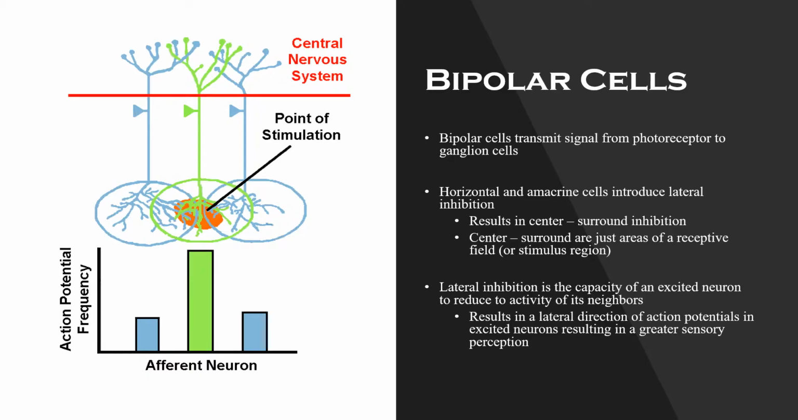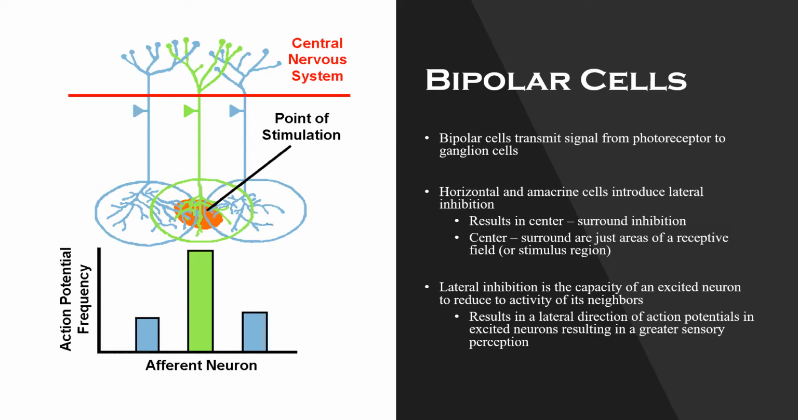So once the signal passes through your pigmented cell layer, it then passes the neurotransmitters into the bipolar cells. The bipolar cells transmit the signal from the photoreceptors to the ganglion cells. Within the bipolar cell layer are what are known as horizontal and amacrine cells, and these are very important because they introduce lateral inhibition. And this lateral inhibition results in what we call a center surround. And center surround is just an area of a receptive field or a stimulus region.